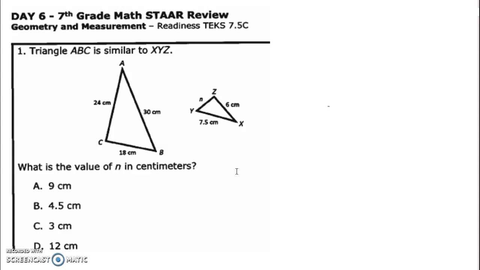I'm going to help you with some of these problems that I got questions on from Flash Dojo. Number one, this is from day 6 from your packet, if you're doing the packet. It says triangle ABC is similar to XYZ. What is the value of n in centimeters?